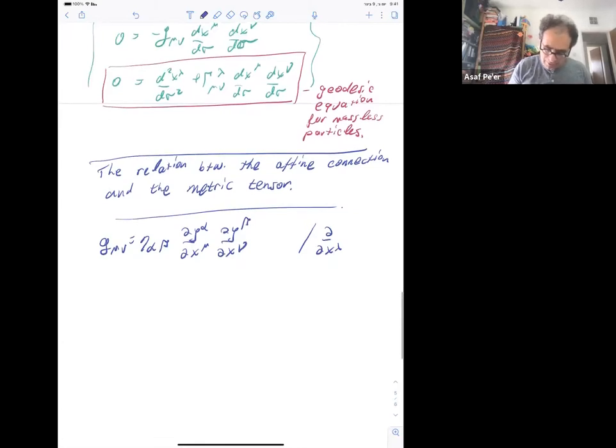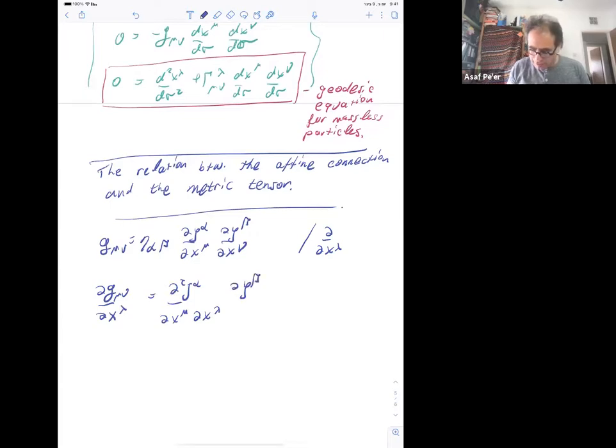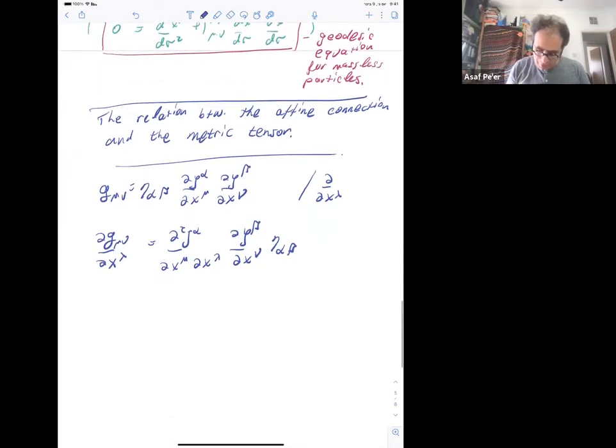That's going to give us d g mu nu over dx lambda, which is d squared psi alpha over dx mu dx lambda, d psi beta over dx nu, eta alpha beta. Eta I can just put on the side, because it's fixed, so you cannot take any derivative of that. Plus the second term, d psi alpha over dx mu, d squared psi beta over dx lambda dx nu, eta alpha beta.